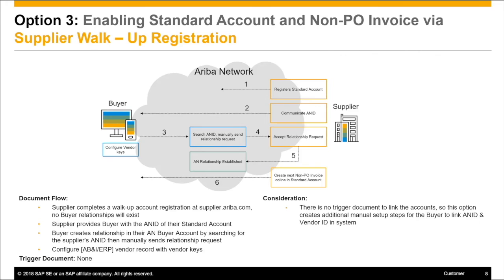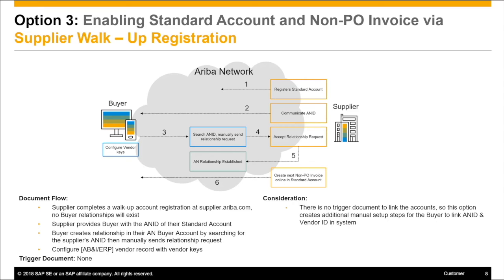Option 3 is the supplier walkup registration process. The document flow is as follows. The supplier will complete a walkup account registration at supplier.ariba.com. At this time, no buyer relationship will exist. The supplier then will provide the buyer with their ANID of their newly registered standard account. The buyer then will create a relationship through their Ariba Network buyer account by searching for that supplier's ANID and manually sending a relationship request.